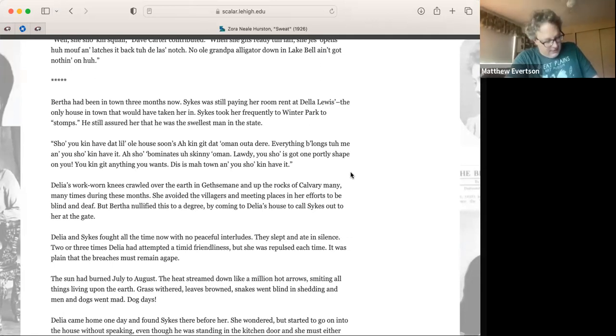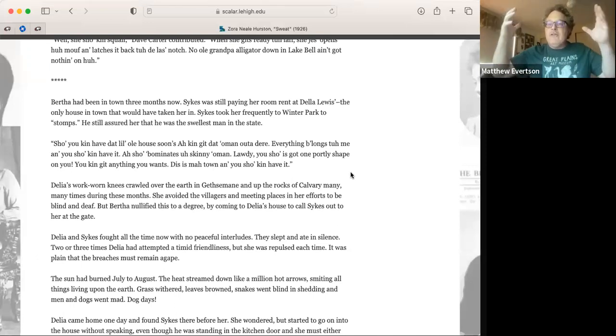Gethsemane is the garden that was the scene of Jesus' arrest and a scene of suffering. And Calvary Hill outside Jerusalem is where Jesus was crucified. So if you're missing the point here of redemption, Delia is looking for someone to redeem her and is clearly closely aligned to a Christ-like image here. She's suffering, she's sweating, she's doing all this work. Who's going to redeem her?